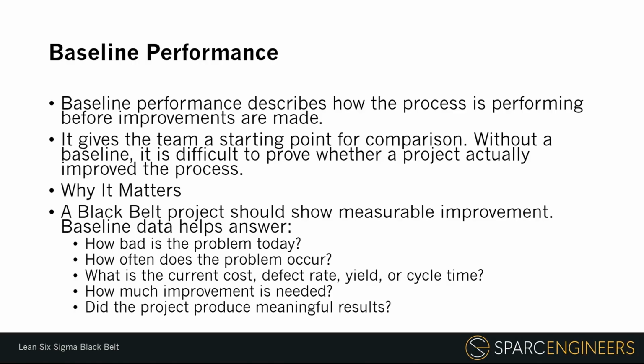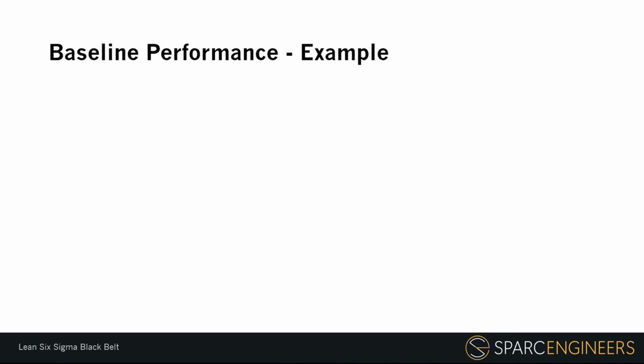A good baseline also helps with project scoping. If the problem is very small, it may not justify a black belt project. If the problem is large and costly, it may become a strong candidate for improvement. The baseline also helps establish the project goal. For example, if the current defect rate is 6.8%, the team may set a goal to reduce it to 3% or lower. But without the current defect rate, that goal would be arbitrary. The simple takeaway is this: baseline performance tells us where the process is starting from so we can prove whether improvement occurred.